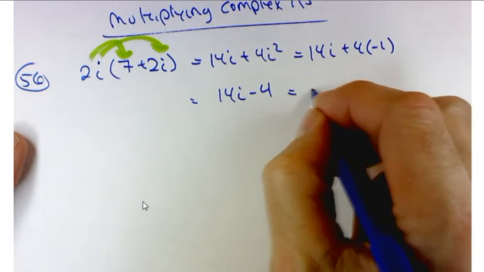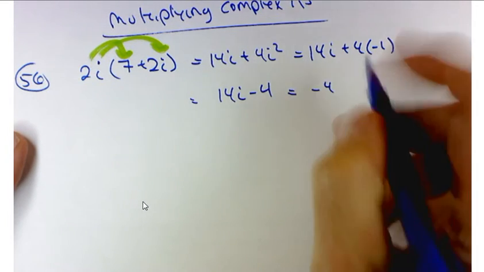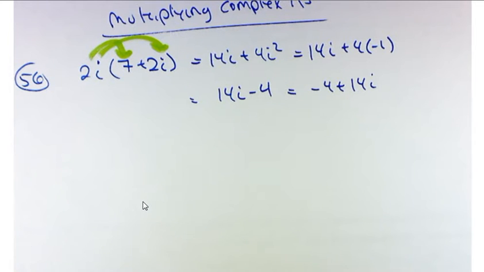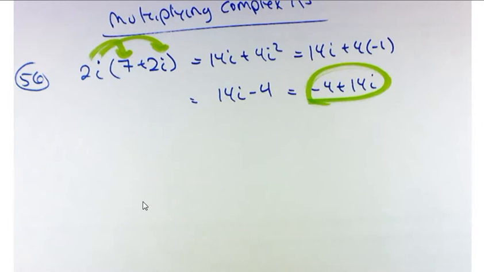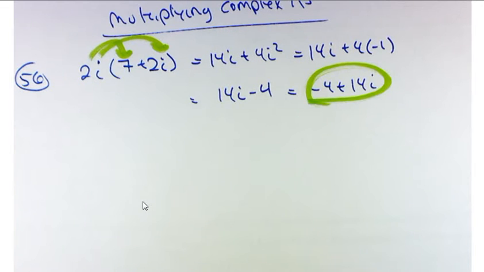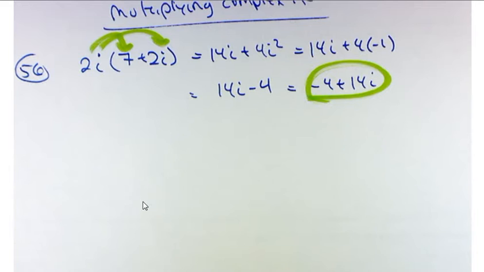There is the keep-your-instructor-happy answer, which would be to write it as the real part, then the imaginary part. So negative 4 plus 14i would be the way I'd prefer to see it. Again, the thing I want to emphasize is make sure that you simplify the i squared. That's something I do expect.